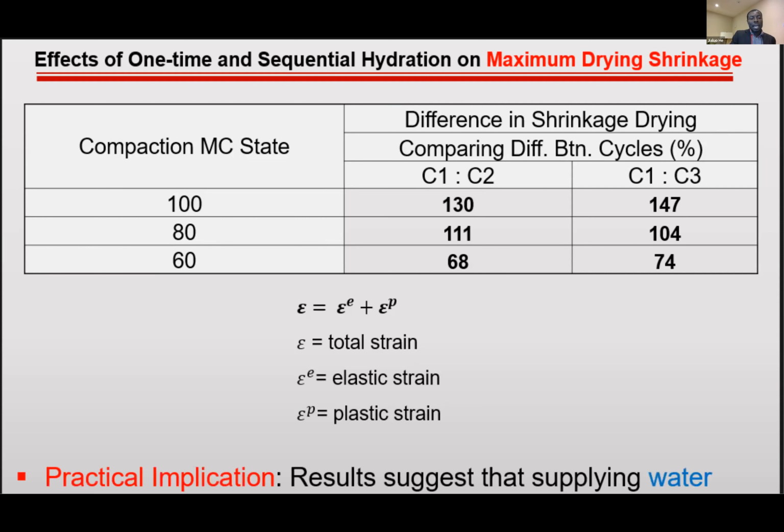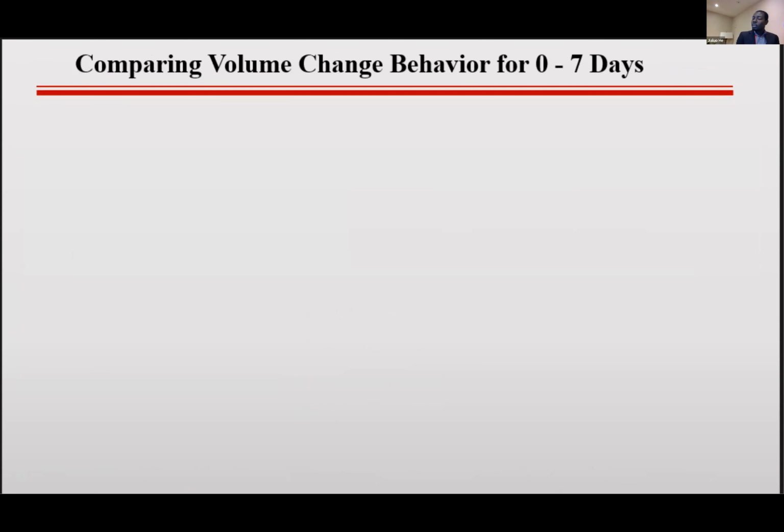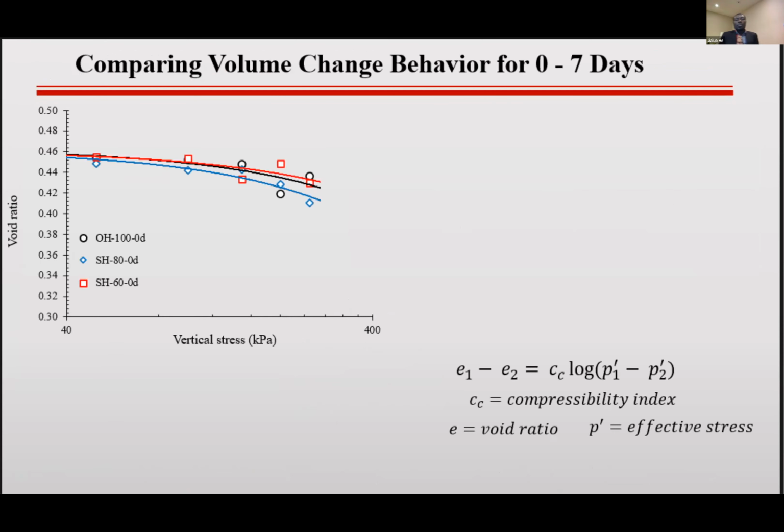So what does this imply? It means that potentially there's an ongoing process, but what we observed so far, in terms of drying shrinkage, is that if you apply a moisture content below the optimum, there's a tendency that you'll be able to minimize the potential of shrinkage cracking. But then we continued, like I said, with compression to see the volume response and then direct shear parameters.